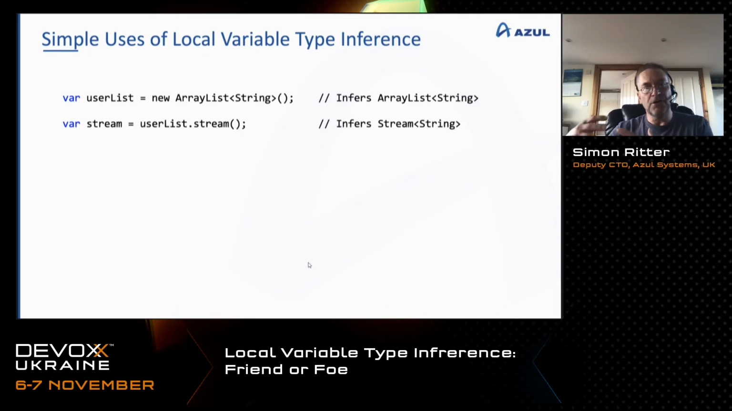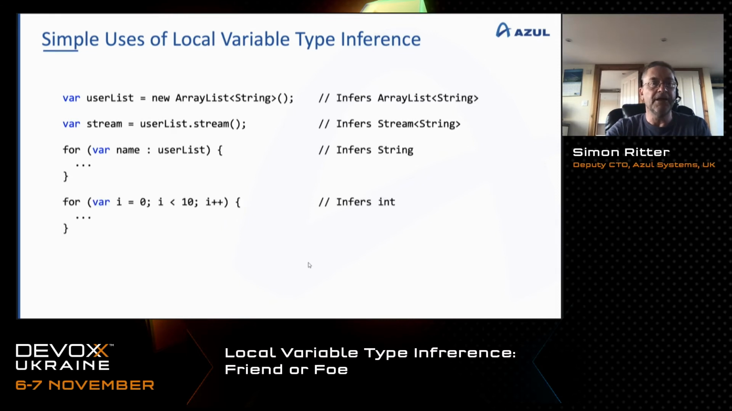Similarly, for the stream, the compiler knows that user list is an array list of type string. Therefore, the stream that we get back from that is going to be a stream of strings. So again, very simple, straightforward. We know that var, in this case, will infer a stream of type string. If we look at our for loop, then we can do the same thing there. We can say for var name over user list. The compiler will know that user list is an array list of strings. Therefore, name is going to be a string. And then lastly, we can use var within the traditional for loop, and we say for var i equals 0, i less than 10, i plus plus.